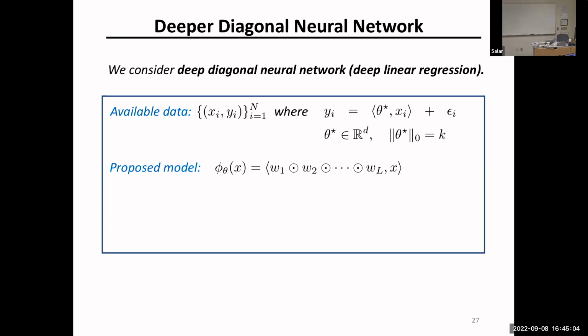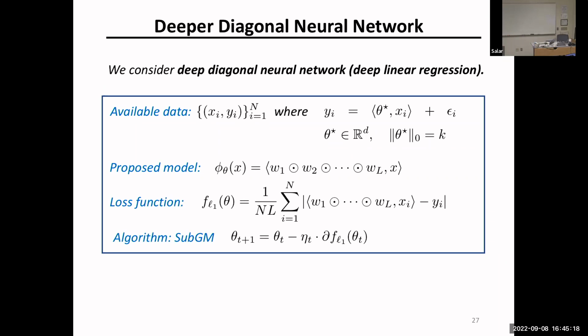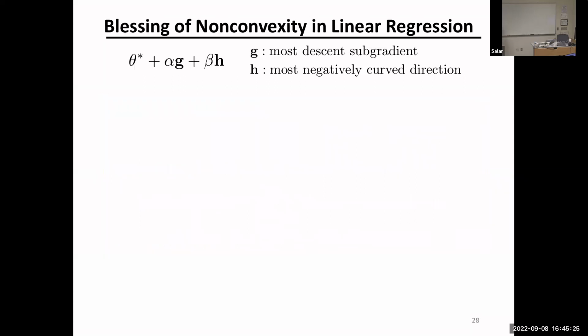It's the inner product between x and the entry-wise product of L vectors. So this is the L entry-wise or Hadamard product between L vectors, W1, W2, all the way to WL. Okay, and we also again consider L1 loss function, and again we analyze the subgradient method. Now, the first question is, why are we considering a deep model for something that appears to be simple linear regression? I'm going to explain it through some simulations.